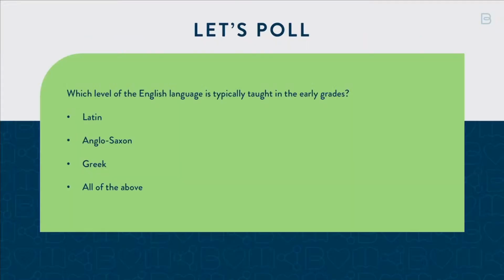So I'd like to ask you to take a look at this poll. Which level of the English language is typically taught in the early grades? Did I mention it was the Latin, the Anglo-Saxon, the Greek, or all of the above? So which one did I describe as being used in the very early grades? If you could please just type your answer into the chat, I'd appreciate that.